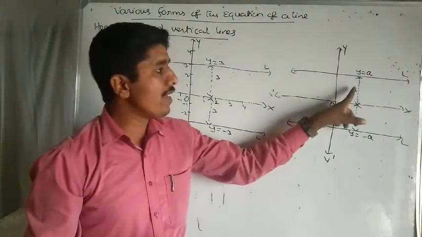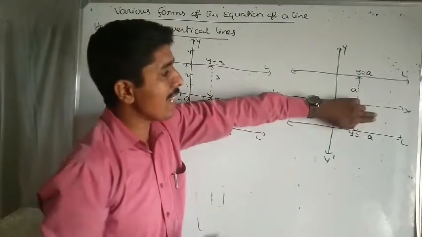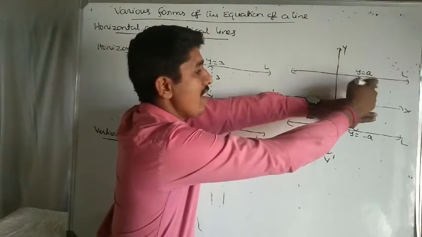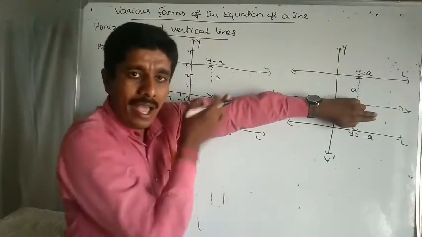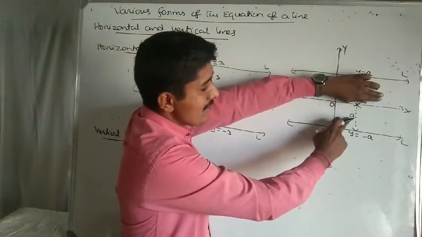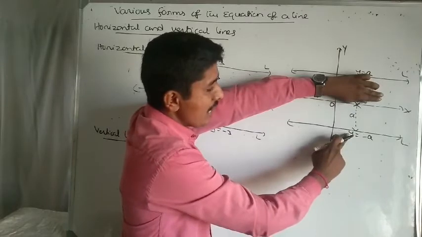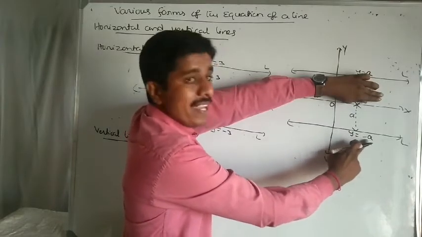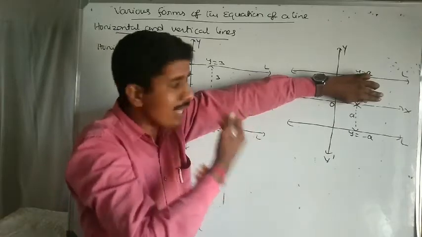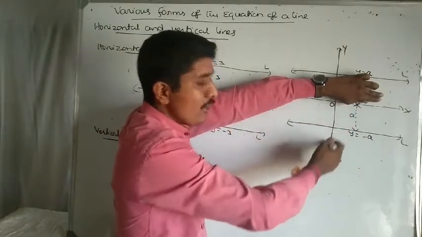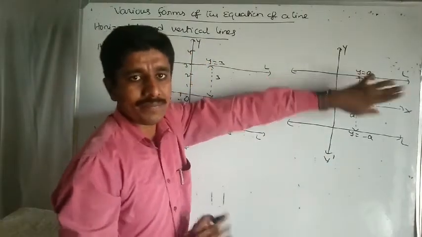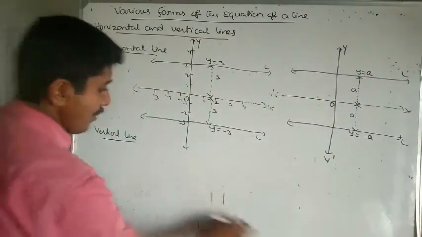The equation of a line which is at a distance of a units from the x-axis is y equal to plus a, because this line lies above the x-axis or above the origin. And this line, at the same distance a units from the x-axis, has the equation y equal to minus a, very important, because this line lies below the x-axis on the negative y-axis side. Therefore, y equal to minus a. Very important.